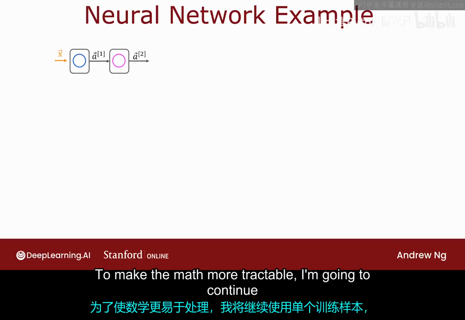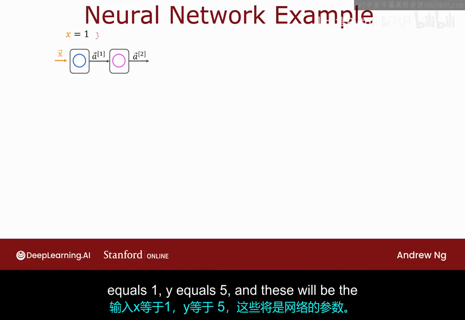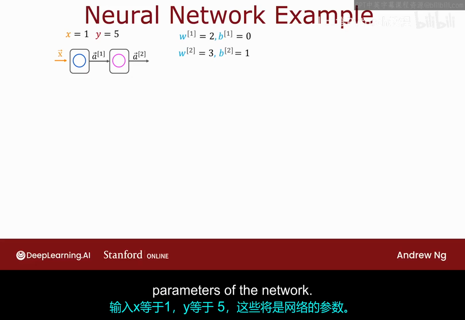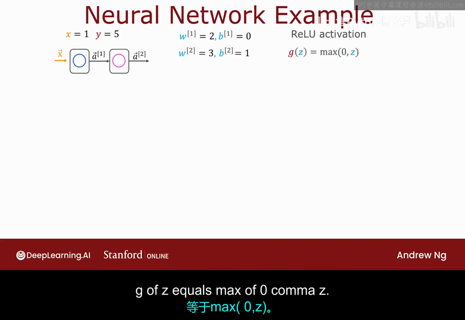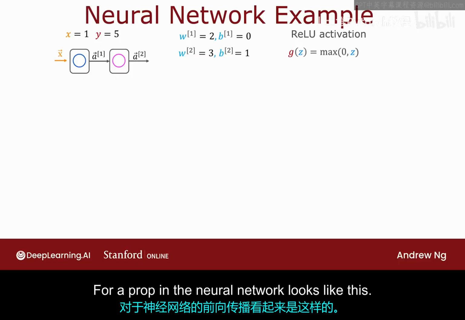To make the math more tractable, I'm going to continue to use just a single training example with inputs x equals 1, y equals 5, and these will be the parameters of the network. And throughout, we're going to use the ReLU activation function, so g of z equals max of 0, comma z. So forward prop in the neural network looks like this.